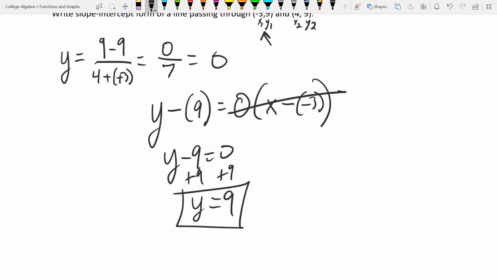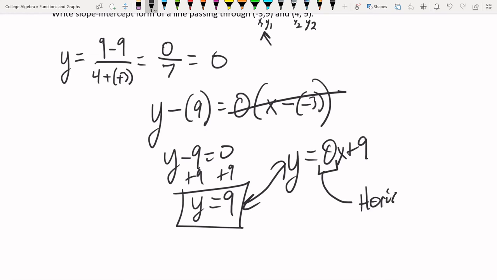And this one here has no slope, right? It should be y equals 0x plus 9. That's the slope-intercept formula. 0 times x is obviously 0, and 0 plus 9 is 9. So these are equivalent things, which means it has a 0 slope, which is a horizontal line.